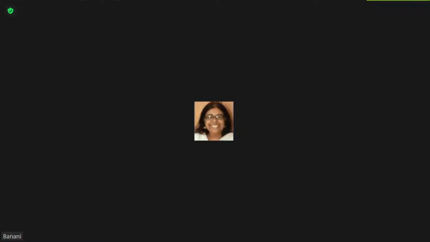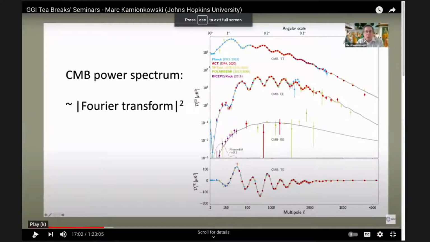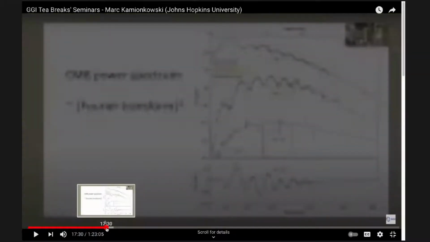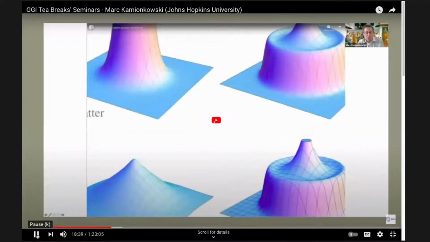Just 1 second, where is the video? Yeah. You can see the video. The power spectrum peaks at L of roughly 200, which corresponds to 1 degree in the sky. So this is what I want to say.